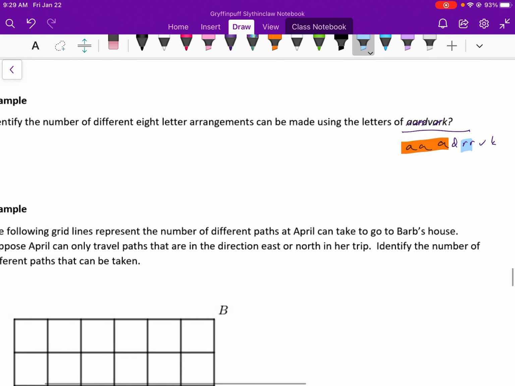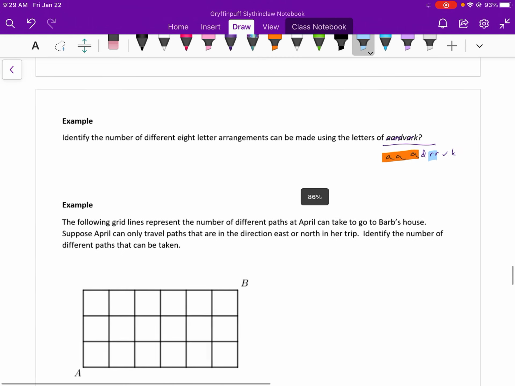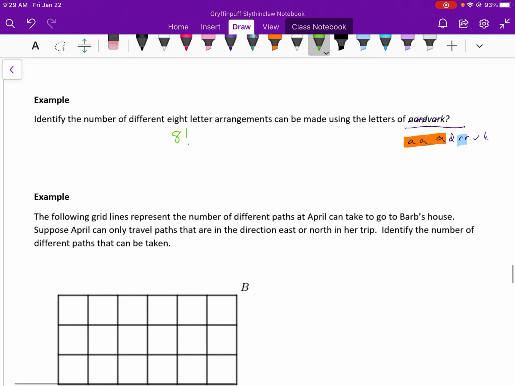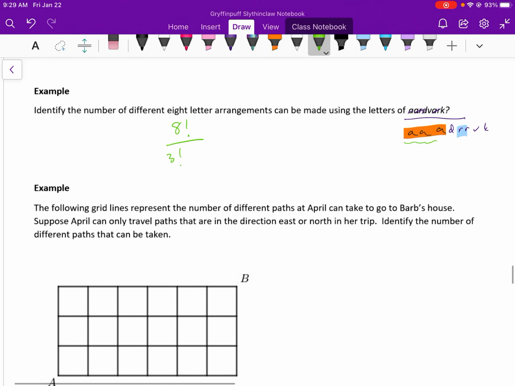So if these were all distinct letters, there would be 8 factorial ways to arrange these. However, A is repeated 3 times, so I would have to divide by 3 factorial. And there are 2 objects of R, so I would have to divide by 2 factorial. So this results in 8 factorial divided by 3 factorial, 2 factorial. So I'll just get out my calculator to do that.